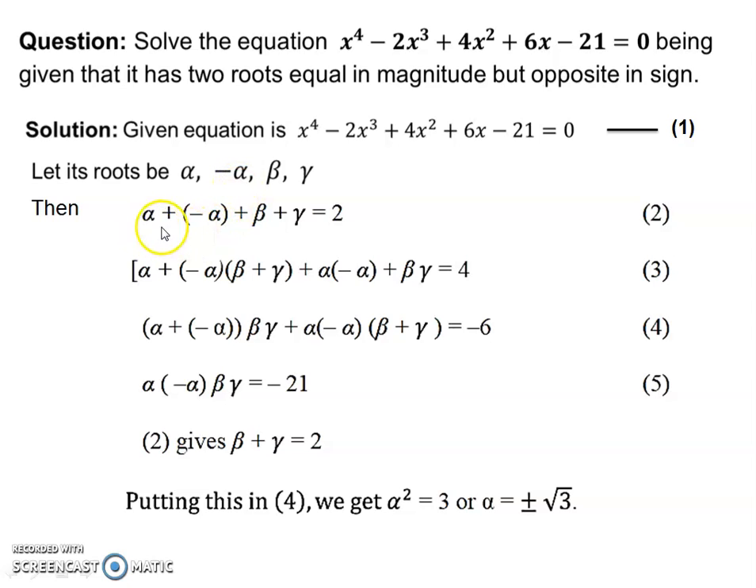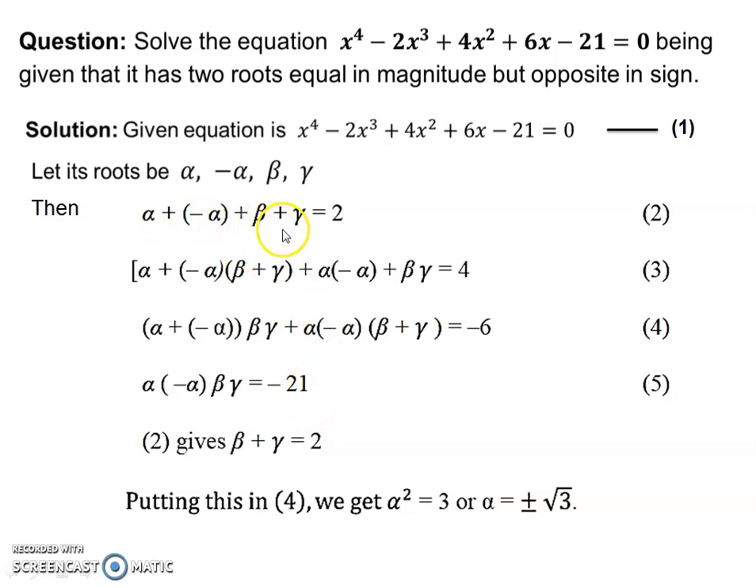Firstly, I'll calculate the sum of roots, which is equal to minus times the coefficient of x cube upon coefficient of x raised to power 4. So minus of minus 2 upon 1, that is 2. Then the sum of roots taken 2 at a time is written as 4 upon 1. Sum of roots taken 3 at a time is written as minus 6 upon 1. And the product of roots is written as minus 21 upon 1, that is the constant term upon coefficient of x raised to power 4.